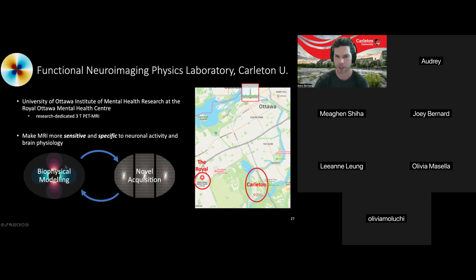I do this through a combination of biophysical modeling, so trying to model the MRI signals from first principles, and developing new acquisition strategies, and doing this in a synergistic way so that we can use our modeling to inform the acquisition strategies that we're going to employ. And then also take real measurements and plug those into our modeling to make sure that our models are using the most current physiological information.